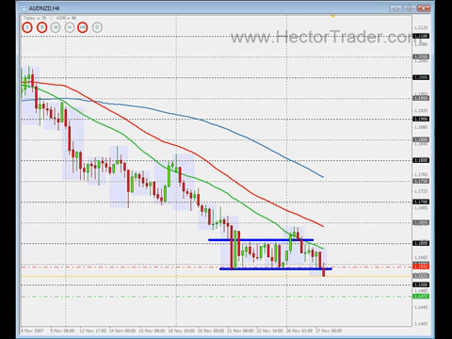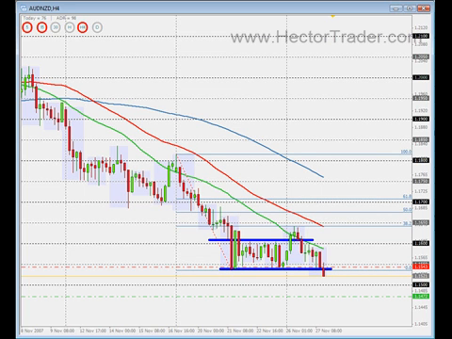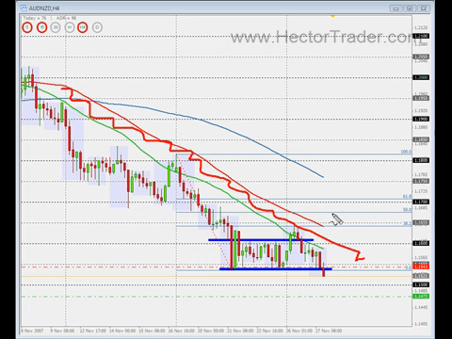Also, if I draw my Fibonacci from the last swing high to the last swing low, we see that price has bounced right onto the 38% Fibonacci retracement and the 116.50 round number, and also of course the dynamic area of support and resistance. Resistance in this case, since we're in a downtrend.